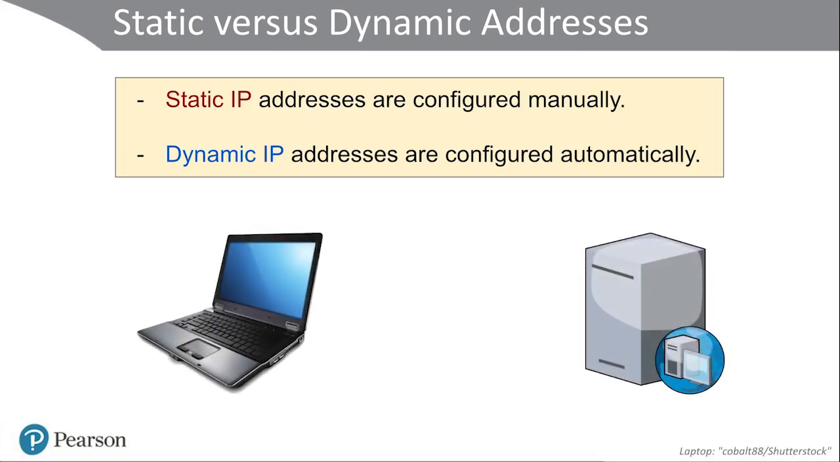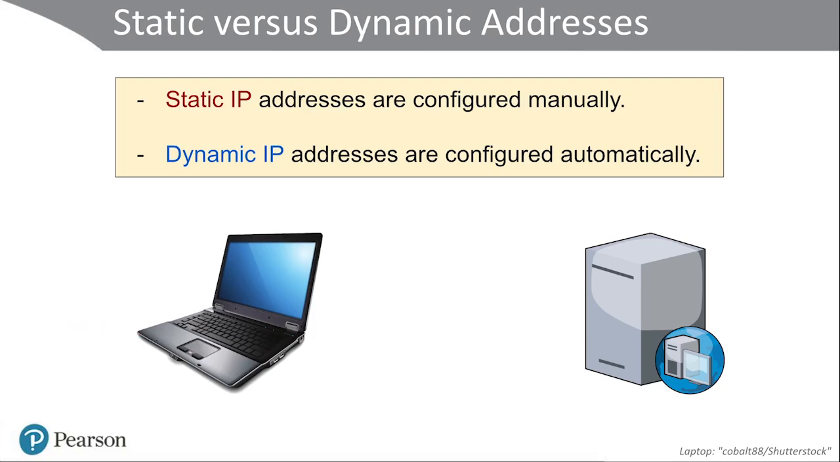So here we have a laptop and a server. Generally, a laptop would be assigned an IP automatically by a DHCP server. So this would be obtaining dynamic IP address information. However, the server itself, we would normally configure with a static IP address so that we know what the IP address is and we know that it'll never change. But it doesn't make any sense to use static IPs on clients because there's so many and it would take so long to manually configure those. So we set them up to automatically get their IP information.